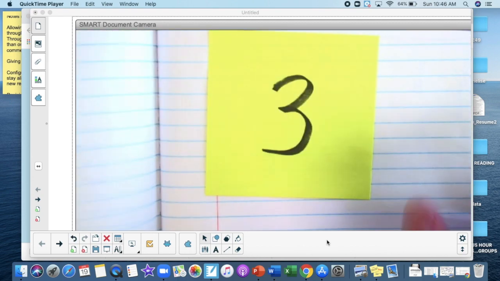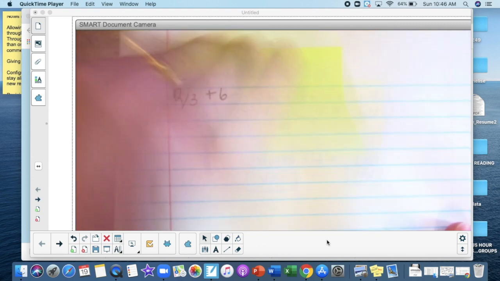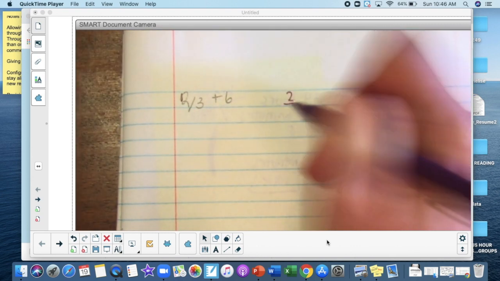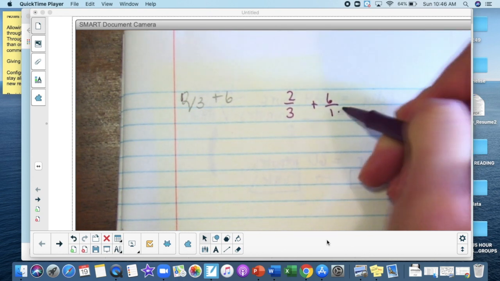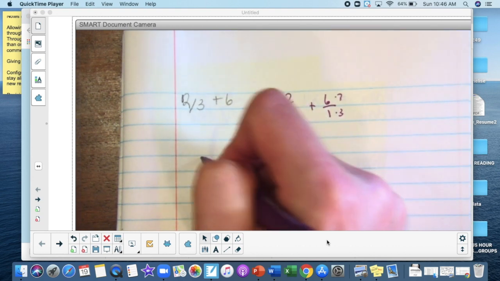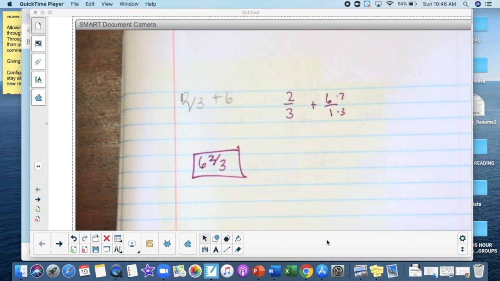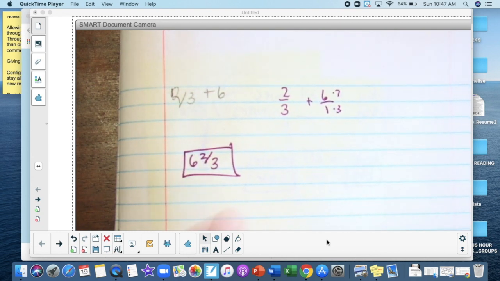Moving along to number 2. With number 2, I need to do 2/3 plus 6. And I'm sure a lot of you guys just went 2/3 plus 6/1, and then you converted this. You don't need to do that. 2/3 plus 6 is just 6 and 2/3. Keep it simple for yourself. Remember, when you're adding a whole number to a fraction, you can just pop those together. It's like having 2/3 of a dollar plus $6.